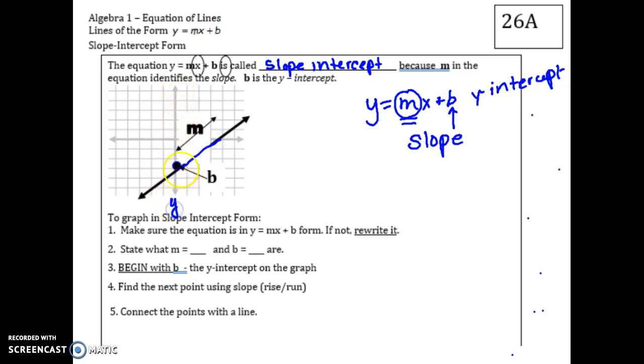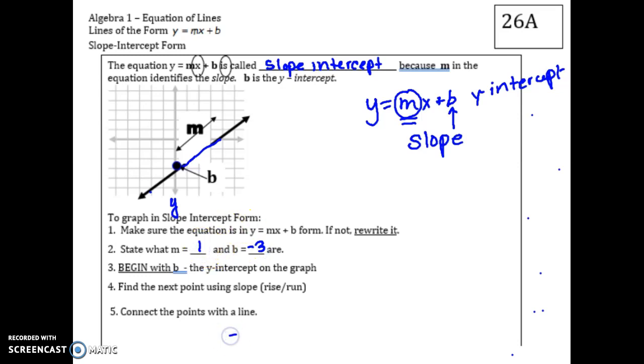This is the y-axis. So in this case, the b would be negative 3. And in this case, the slope would have to be rise over run, which would be positive 1. So the y-intercept is negative 3, and the slope is 1.